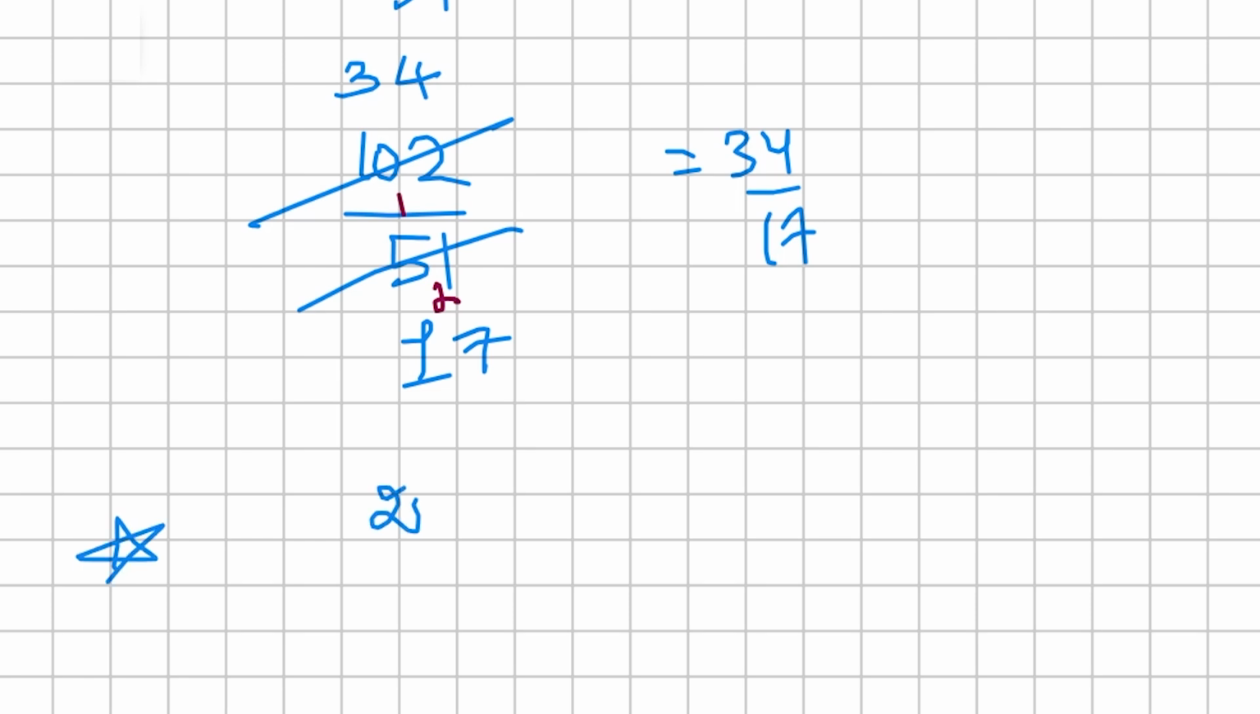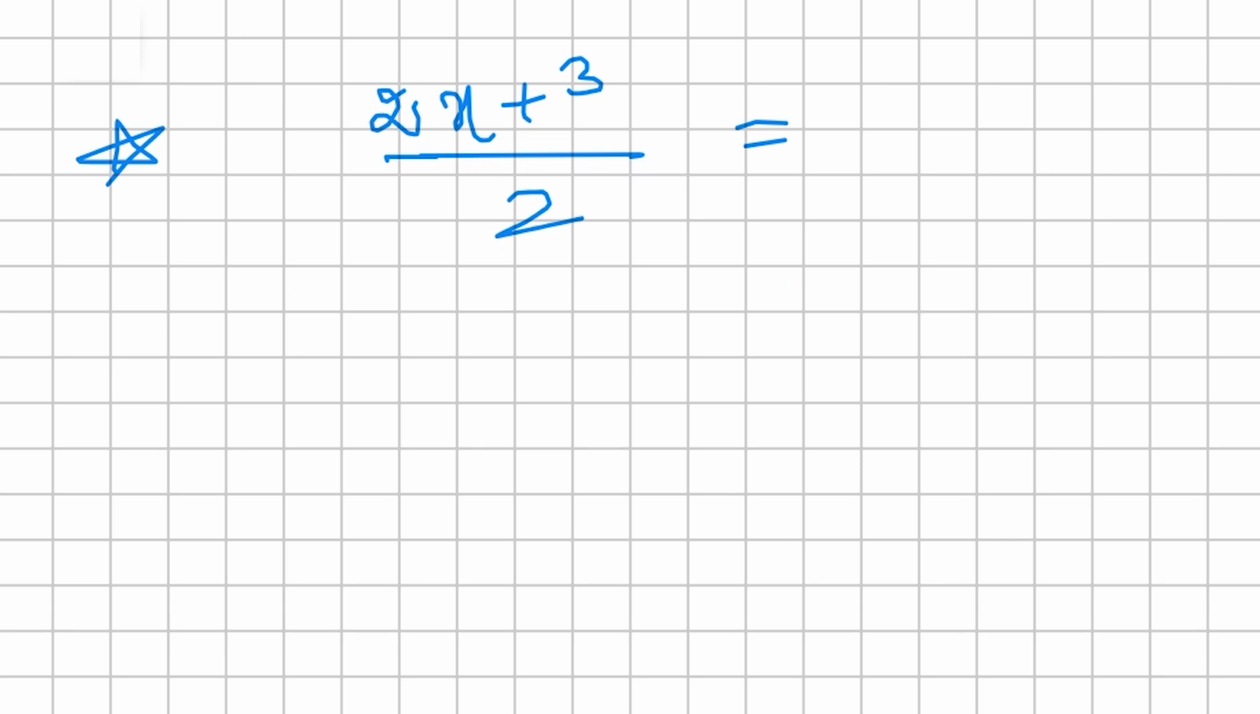Let's say there is ux plus 3 upon 2. Let's say a student writes, okay, let's say this was equal to 5. A student solves like this.